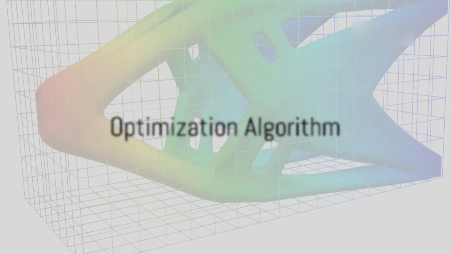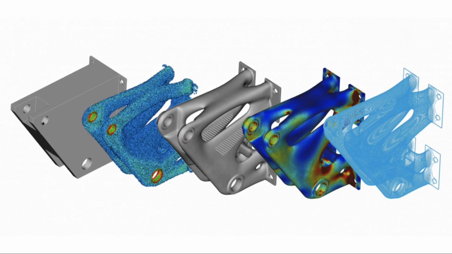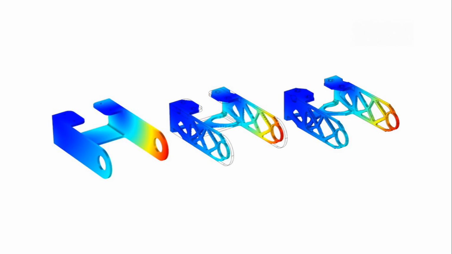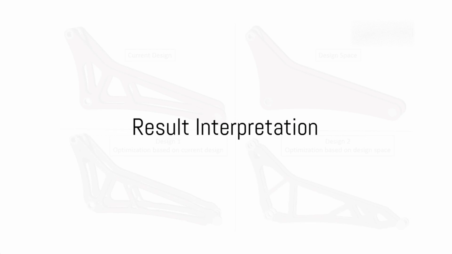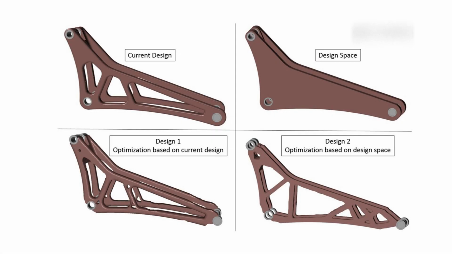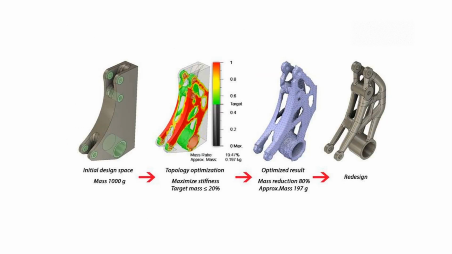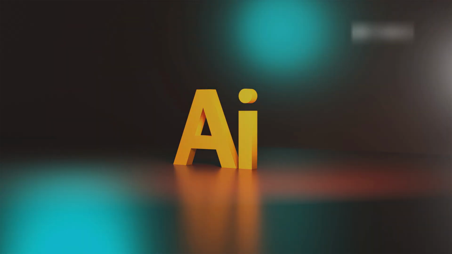The software uses iterative FEA simulations. In each iteration, it removes material from low-stress regions and reinforces high-stress areas until an optimal shape is achieved. The final output looks like an organic, lattice-like, or skeletal structure, often irregular and curved. Engineers then refine this model into a manufacturable CAD design, ensuring it meets manufacturing and assembly requirements.